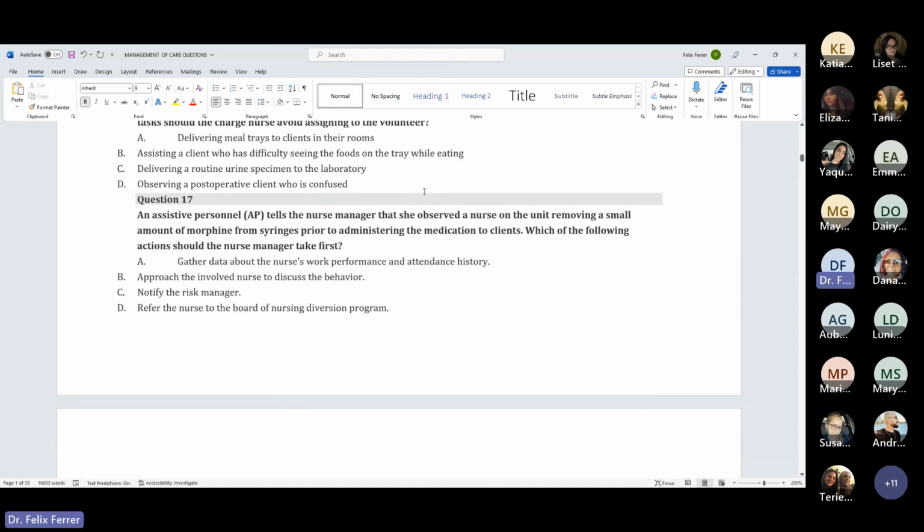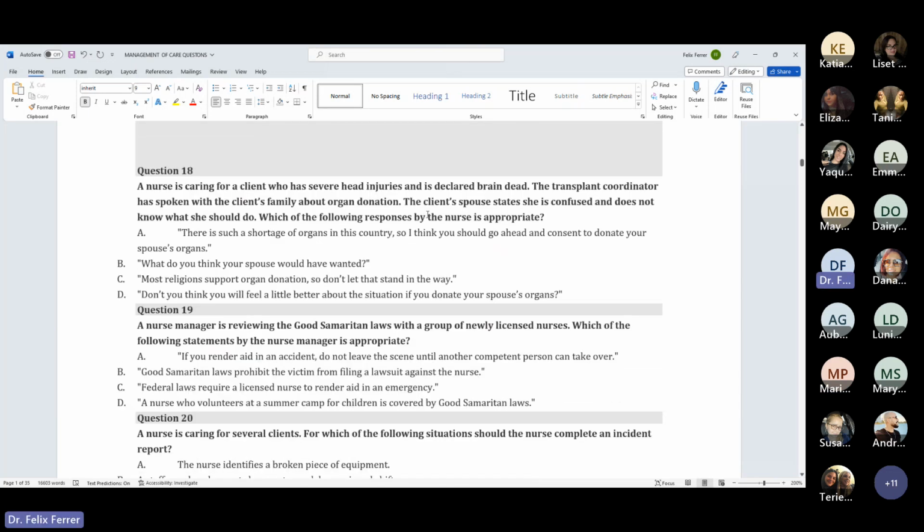An assistive personnel tells the nurse manager that they observed a nurse on the unit withdraw a small amount of morphine from syringes prior to administering the medications to clients. Which of the following actions should the nurse manager take first? I think it's C. A. For me, it's A too. It's A, because the first thing to do when any allegation is made is to look for information, making sure that the allegation is true.